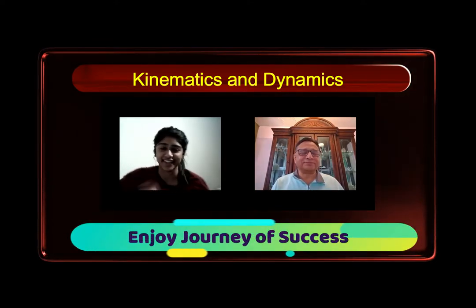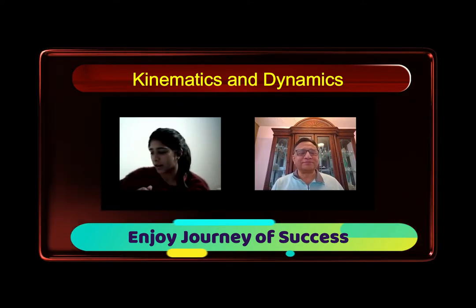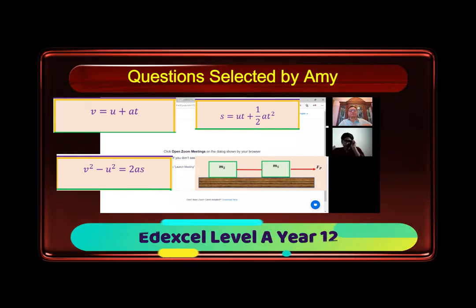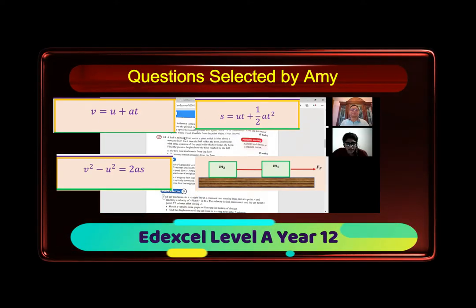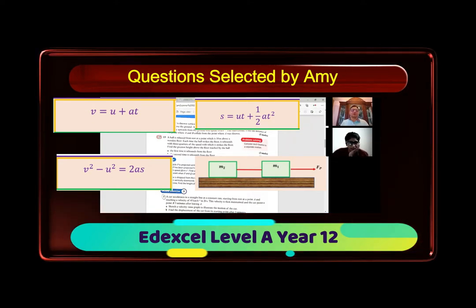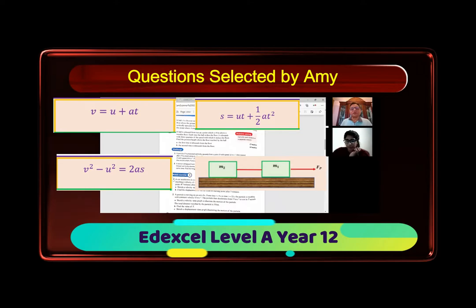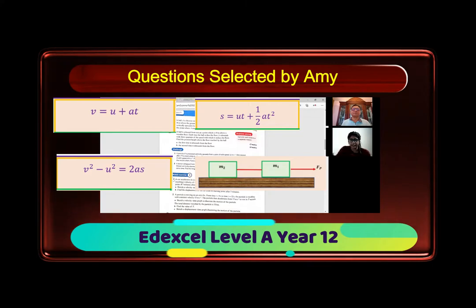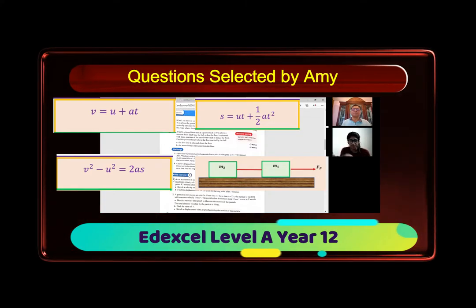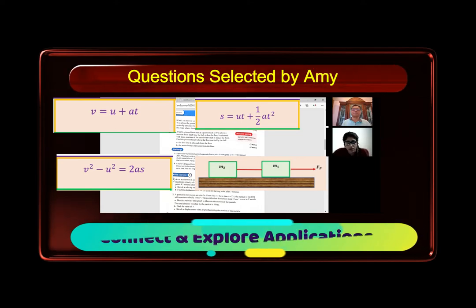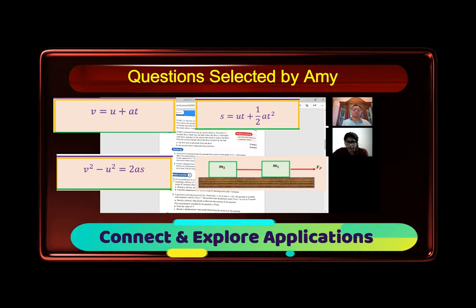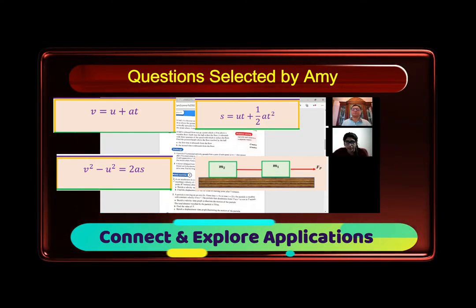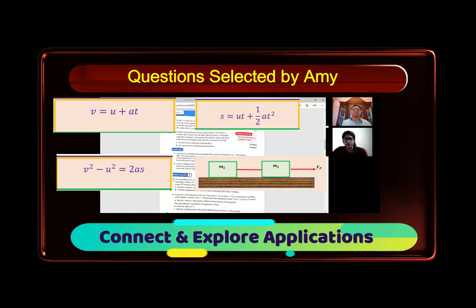In this video, we are going to discuss a few questions based on kinematics and dynamics. These questions have been selected by my student Amy. We'll explore the application of these formulas v equals u plus at, s equals ut plus half at squared, v squared minus u squared equals 2as to solve the kinematics questions. And then we have a very important question based on dynamics where we'll apply the principles of F equals ma.